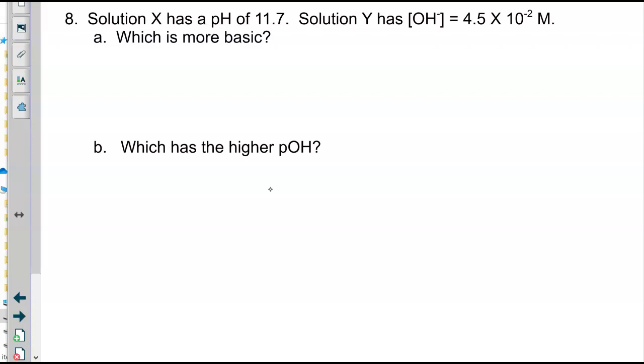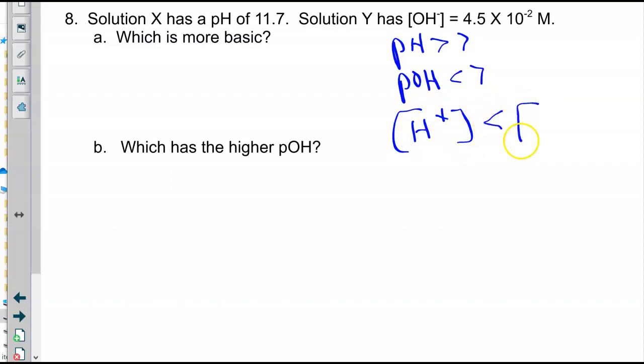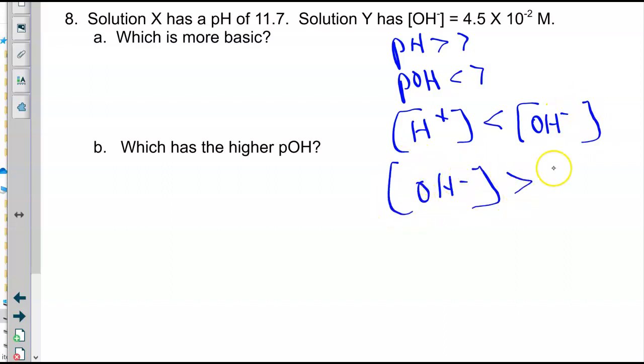So, when we talk about something being more basic, there are a couple ways that we could be looking at that. We could be looking at the fact that the pH is greater than 7. You could use that method. You could say that the pOH is less than 7. You could say that H plus concentration is less than OH minus concentration. Or you could say OH minus concentration is greater than H plus concentration. All of these four methods right here identify something being more basic.